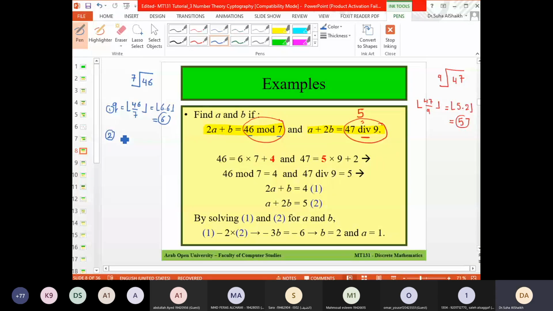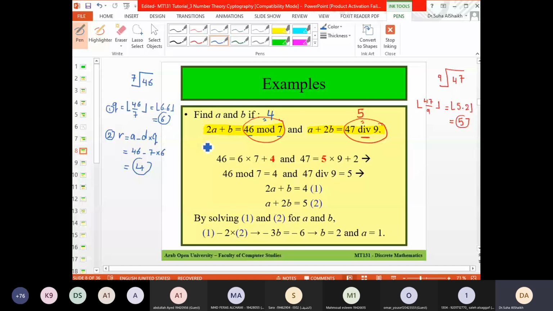I need to do step 2: R is equal to A minus D multiplied by Q. What is A? 46. What is D? 7. And what is Q? 6. So the answer is equal to 4. The remainder is equal to 4.